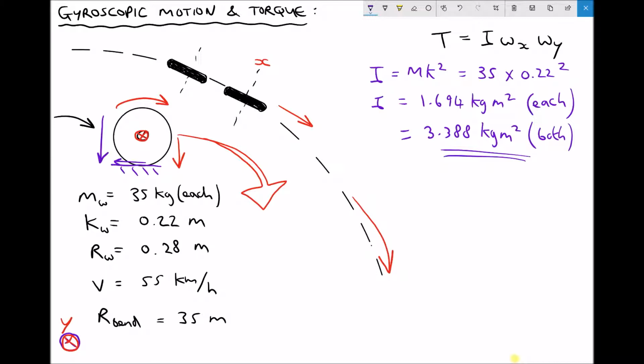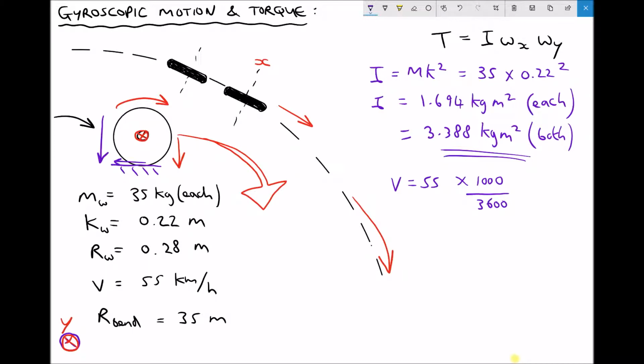Let's convert that linear velocity first into meters per second. So at the moment we have a velocity equal to 55 kilometers per hour. Well, 55 kilometers into meters is 55,000 meters. We times by 1,000 to get from kilometers to meters. But we don't want the number of meters travelled in an hour, we want the number of meters travelled in a second. So we need to divide by the number of seconds in an hour, which is 3600.